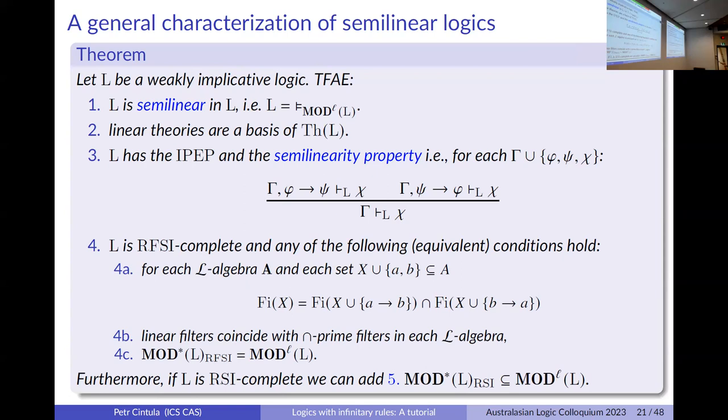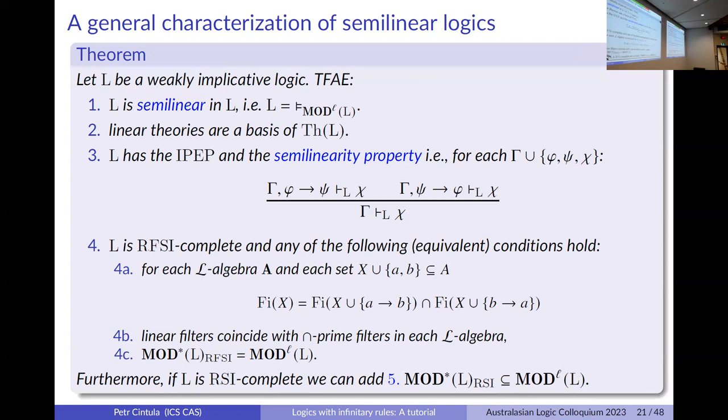So every fuzzy logic, every semilinear logic which is infinitary, is an example of separation of IPEP and finitarity. So all of them have the IPEP. All of them enjoy the Lindenbaum lemma for prime instead of completely intersection prime. So this is exactly what you need. And what we need for the other things is the RFSI completeness. So RFSI completeness plus any of the other three properties is equivalent with semilinearity. And the final thing we cannot add completely equivalently.